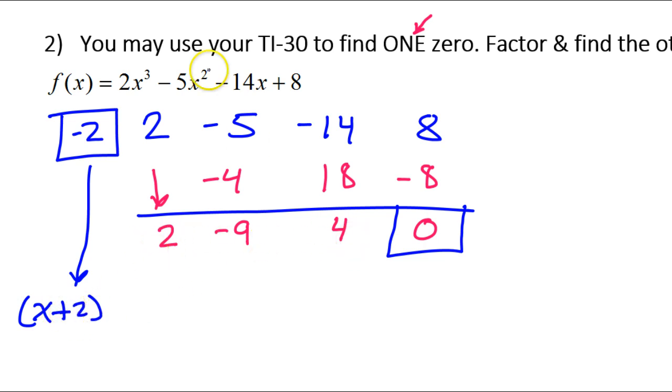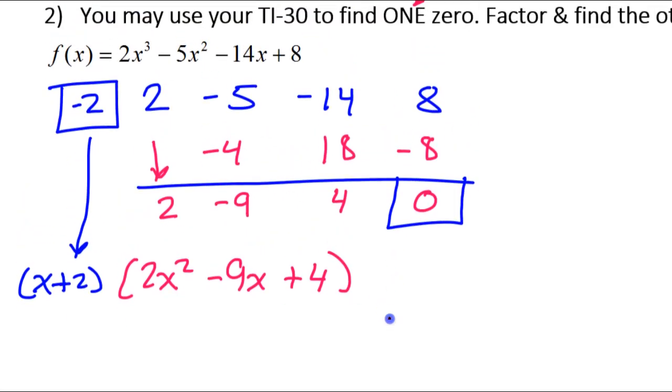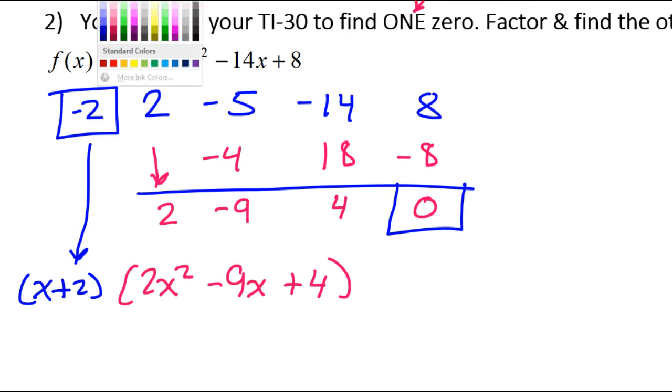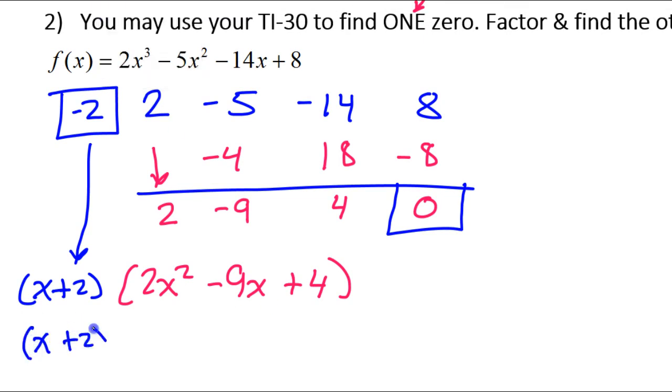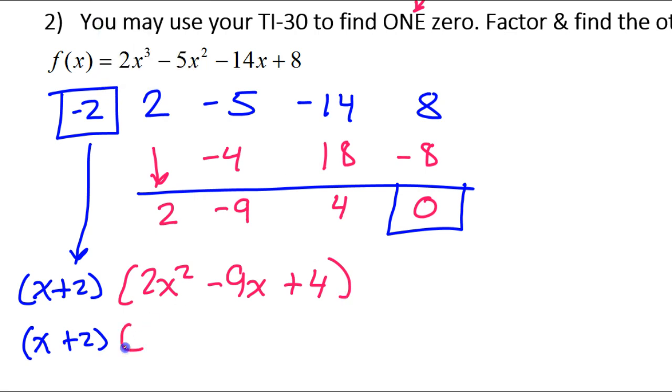Now, these three numbers are the coefficients of a trinomial, 2x squared minus 9x plus 4. So far I have factored this polynomial down to a binomial times a trinomial. My goal is to keep going and factor this the rest of the way. So I'm going to just bring down my x plus 2, but I'm going to continue factoring the trinomial.